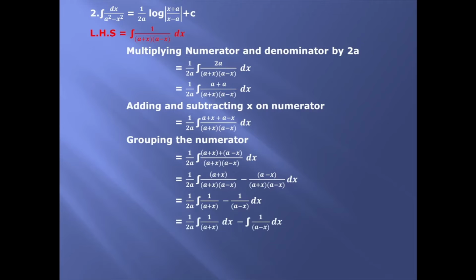So which is 1 by 2a integral of 1 by a plus x dx minus 1 by a minus x dx. So while integrating, we'll get log modulus x plus a minus log modulus x minus a plus c. So again log a minus log b is log of a by b with modulus. So 1 by 2a log of modulus x plus a by x minus a, plus c.